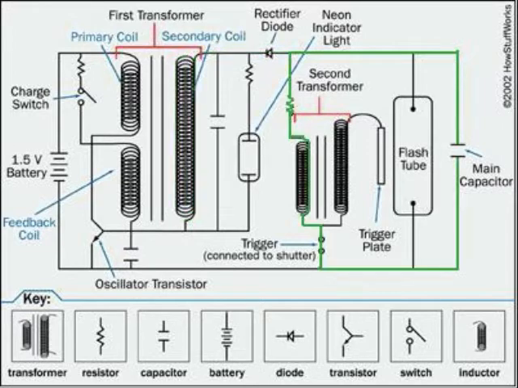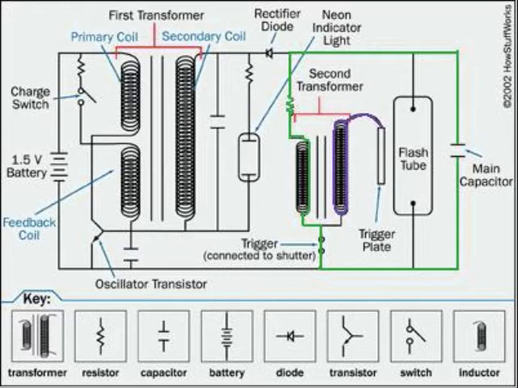Here's the circuit in action. When the trigger switch is connected, this completes the circuit on the right side. A lot of charge has been stored up in the main capacitor, which now goes through the primary coil. As before, a change in the primary coil causes a change in the secondary coil. The secondary coil sends negative charges to the trigger plate.